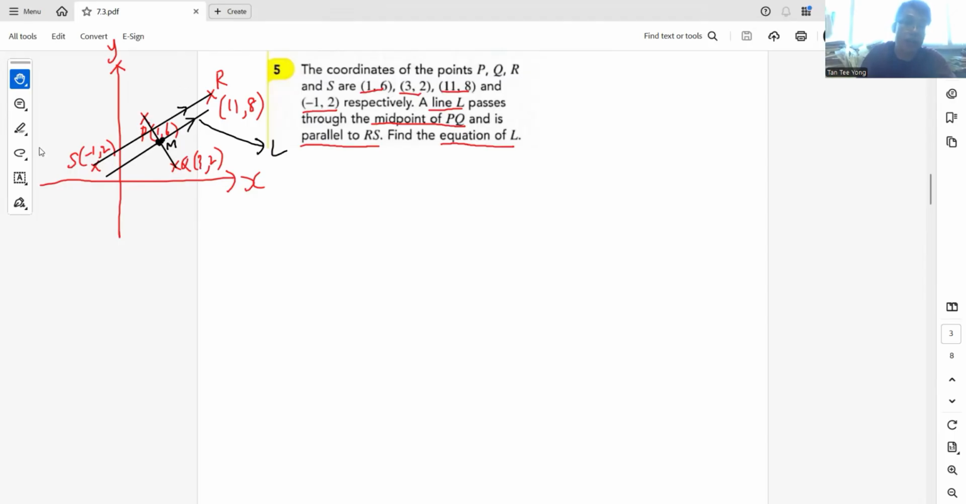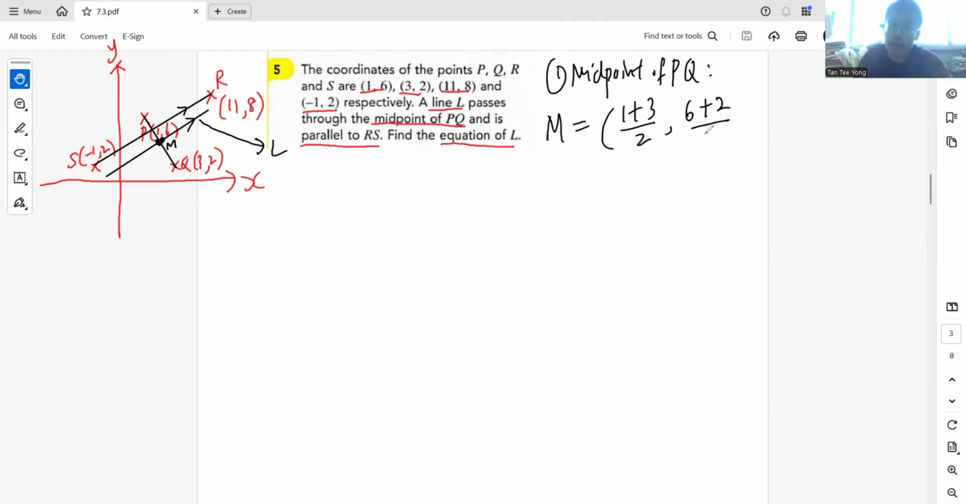They ask us to find the equation of line L. First thing first, we need to find the midpoint of PQ. How do we find the midpoint of PQ? The midpoint of PQ, which is M, equals (1 plus 3 over 2, 6 plus 2 over 2), which equals 4 divided by 2 is 2, so (2, 4). So the midpoint is (2, 4). Then the second part we need to find is the gradient.